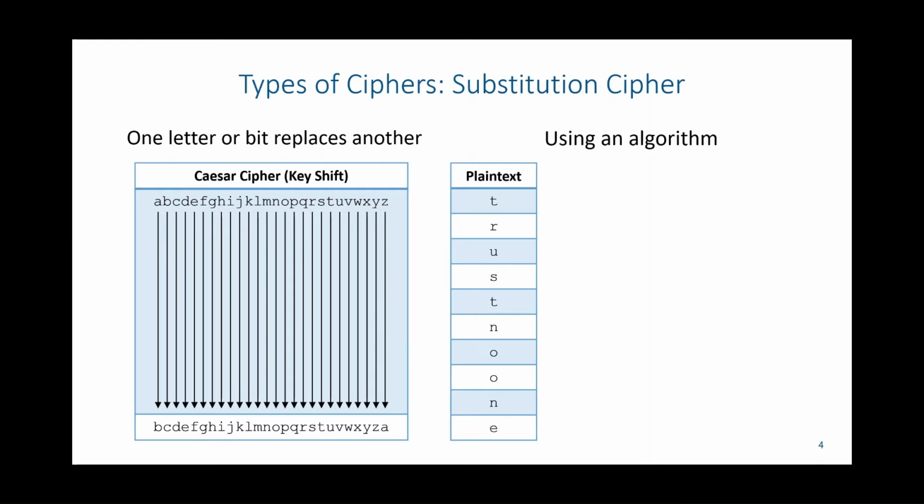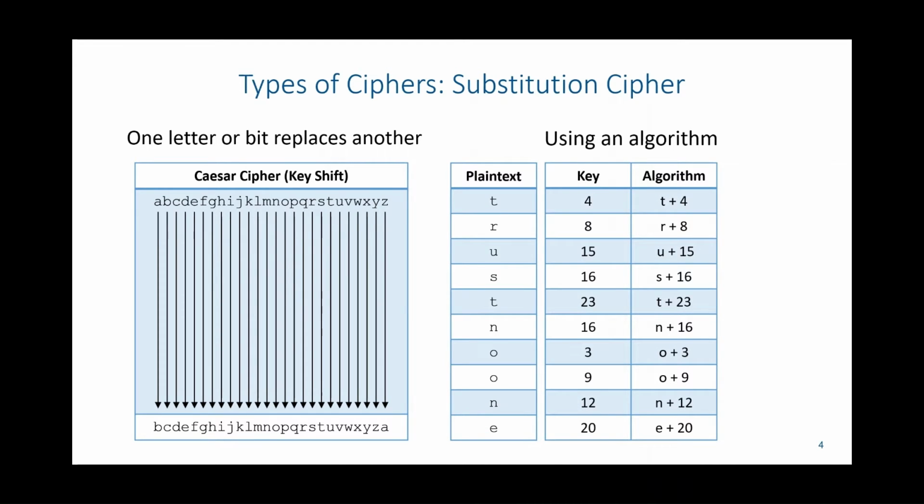So using this algorithm on the left, if I had the plain text of trust no one, what would the ciphertext look like? Well, I'd shift each of these characters based on the key. Now, the key here on the Caesar cipher was a one character shift, but we can also have different keys for every single character. So the first key for the letter T is 4. The second key for the letter R is 8, and so on.